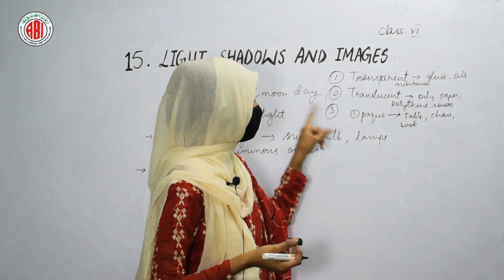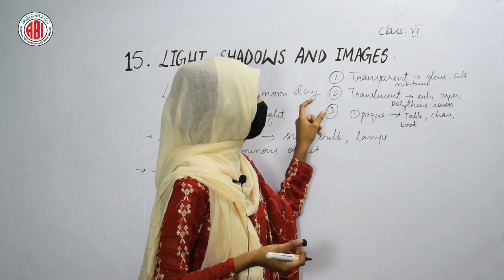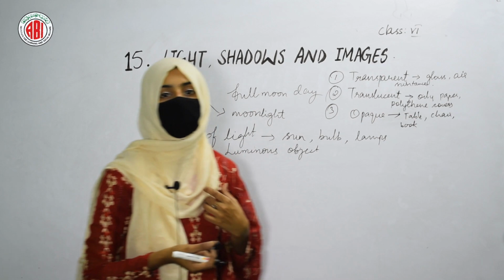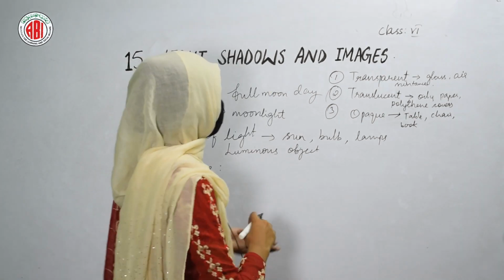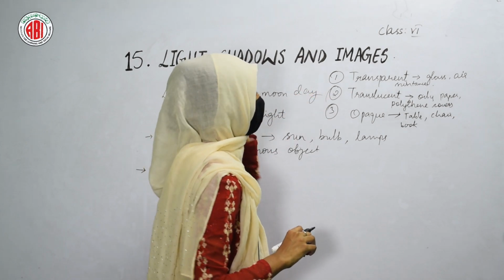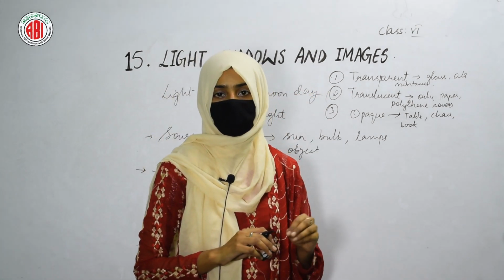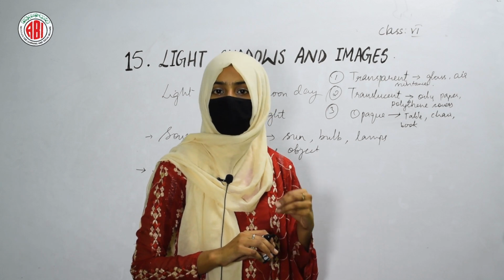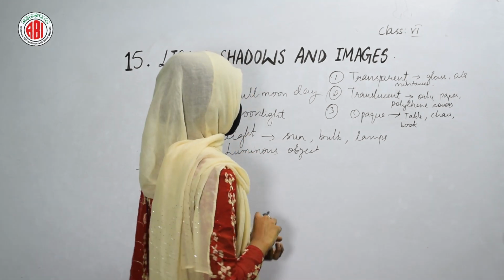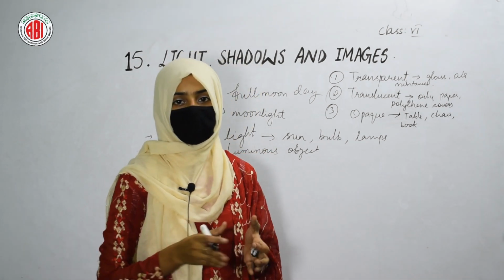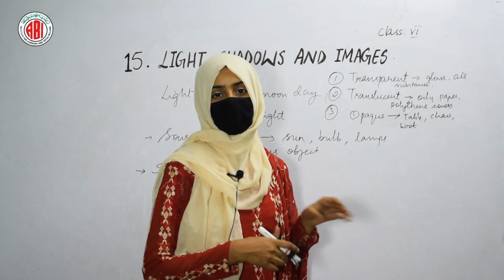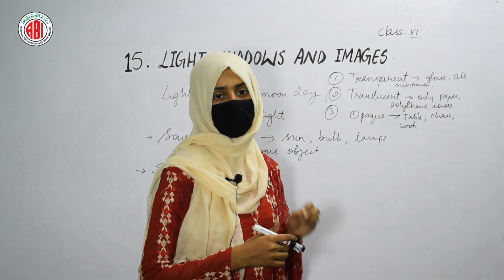In this way, whenever a substance doesn't allow light to pass through it, it is called an opaque object or opaque substance. So based on the passage of light, transparent, translucent and opaque are the three different types of objects, or substances, found in our surroundings. Now let us see which types of substances can form shadows and which do not.